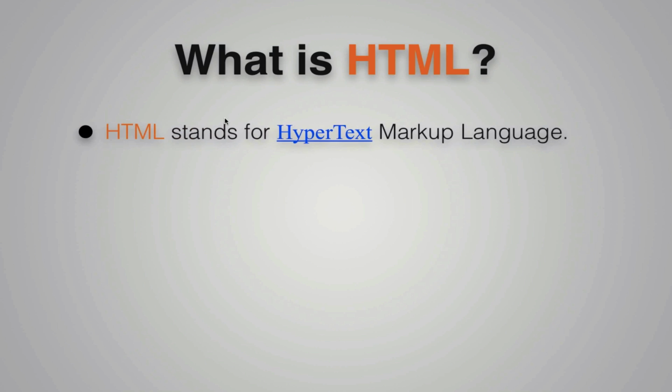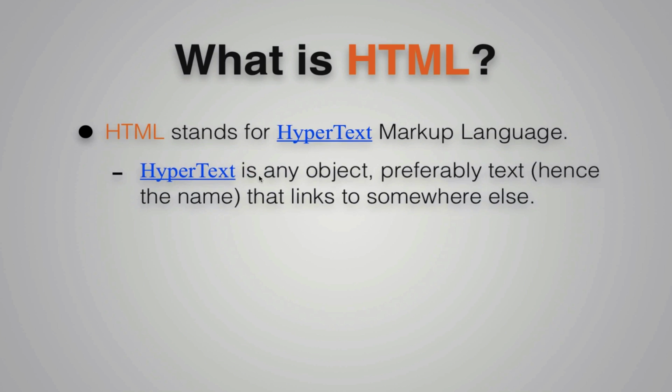Now you'll see that the hypertext here is actually in the style of the default link on a web page that you see. This is because it's symbolizing what hypertext actually is. Hypertext is any object, preferably text, hence the name hypertext, that links to somewhere else. And in context with the web, it links to another section of the web page, or another web page, or basically just links to another location on the web. And bear in mind that all these explanations that I'm going to give to you now are in context with the web, so just think that way.